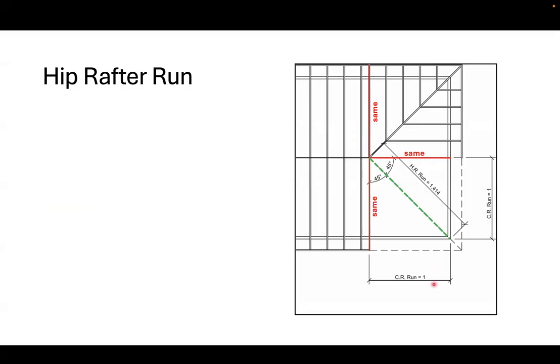So all that means is for every unit run of 1, or any unit run that a common rafter travels, the hip rafter has to travel 1.414 times as far, because it comes in at a 45-degree diagonal to eventually meet at the same height at the ridge.